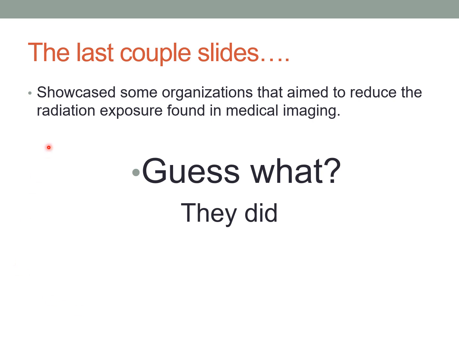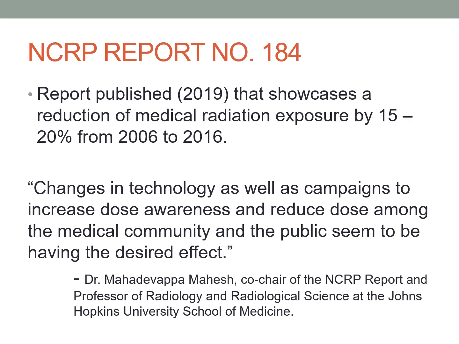So let's showcase some organizations that aim to reduce the radiation exposure found in medical imaging. Guess what they did? The National Council on Radiation Protection report number 184, published in 2019, showed a reduction of medical radiation exposure by 15 to 20% over a 10-year period. Changes in technology as well as campaigns to increase dose awareness and reduce dose among the medical community and the public seem to be having the desired effect. And this is another reason why we're not shielding at Hermann and Texas Children's anymore, because there's been a reduction in dosage.